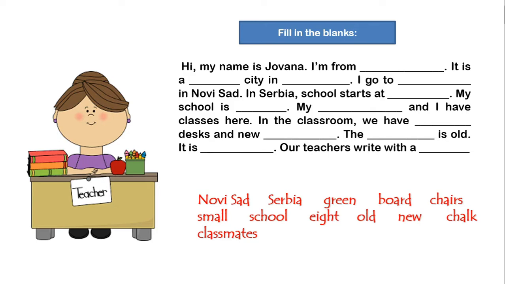Hi, my name is Jovana. I'm from Novi Sad. It is a small city in Serbia. I go to school in Novi Sad. In Serbia, school starts at 8. My school is old. My classmates and I have classes here. In the classroom, we have new desks and new chairs. The board is old. It is green. Our teachers write with a chalk.